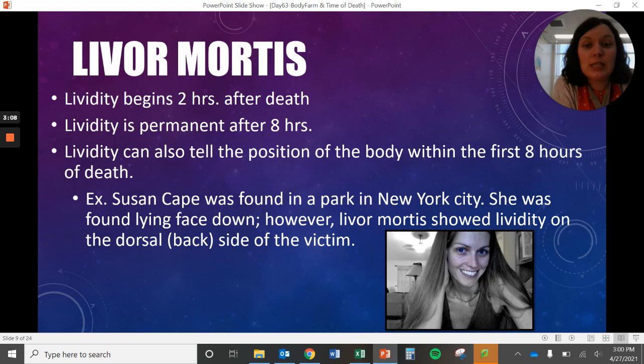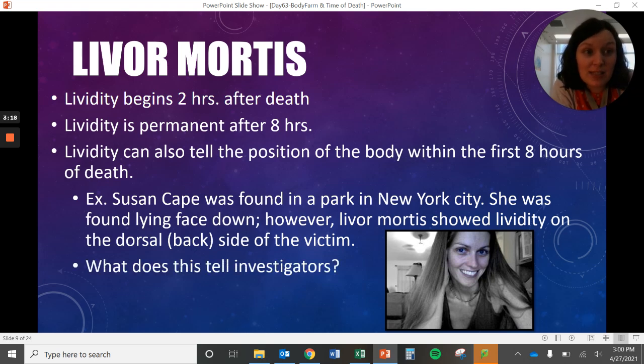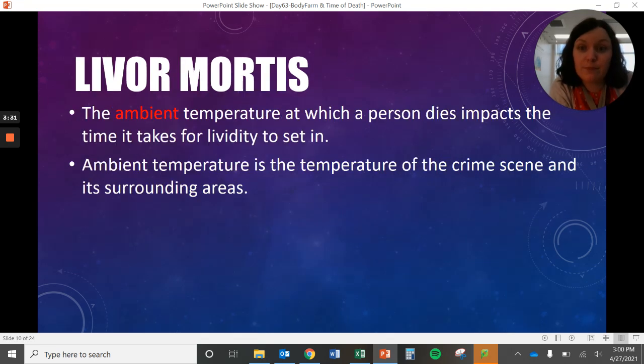So an example is Susan Cape. She was found in a park in New York City. She was lying face down. However, livor mortis showed lividity on the dorsal, or back side, of the victim. So what did this tell us? This tells investigators that she was not originally face down because of the lividity on her back. That means she had to be laying on her back for at least 8 hours.